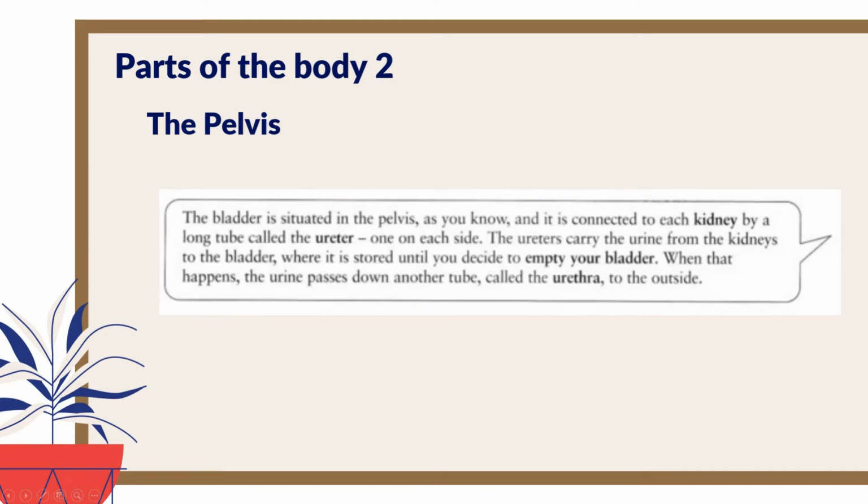The bladder is situated in the pelvis, as you know, and it is connected to each kidney by a long tube called the ureter, one on each side. The ureters carry the urine from the kidneys to the bladder, where it is stored until you decide to empty your bladder. When that happens, the urine passes down another tube called the urethra to the outside.